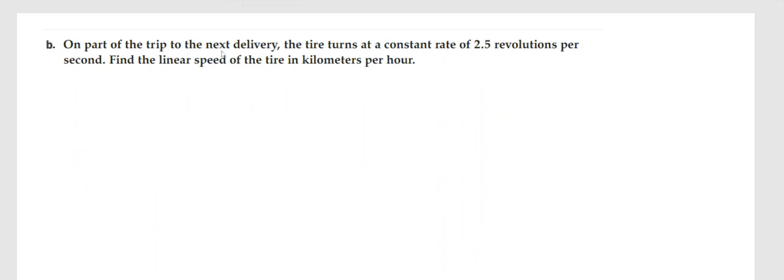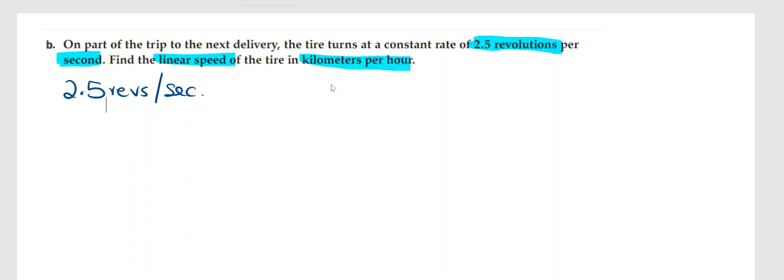So on part of the trip to the next delivery, the tyre turns at a constant rate of 2.5 revolutions per second. And it says here, find the linear speed. So let's highlight the information. We've got 2.5 revolutions per second, and we need to find the linear speed in kilometers per hour. So 2.5 revs per second, and each revolution is times 2 pi. So this is 2.5 times 2, which is 5 pi, in radians.